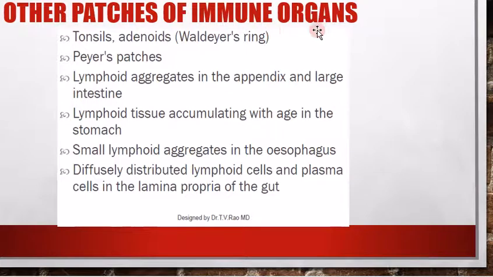Now there are other patches like the tonsils, adenoids, Peyer's patches, and lymphoid aggregates, which I call MALT, BALT, and GALT. These are the ones you are going to see as aggregates. So this is a BALT, this is a MALT, and this is a GALT. And there are a lot of organs in clusters found around these organs.